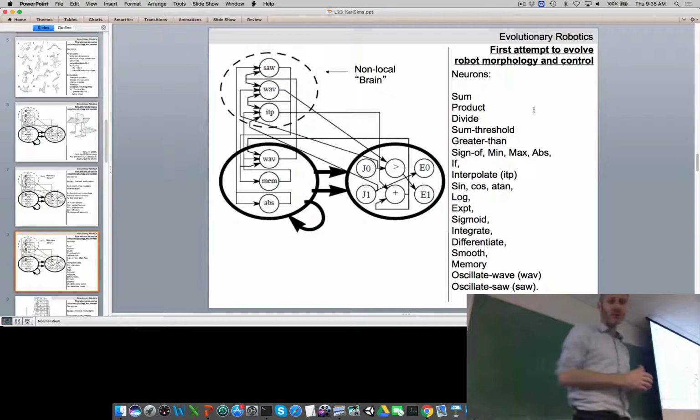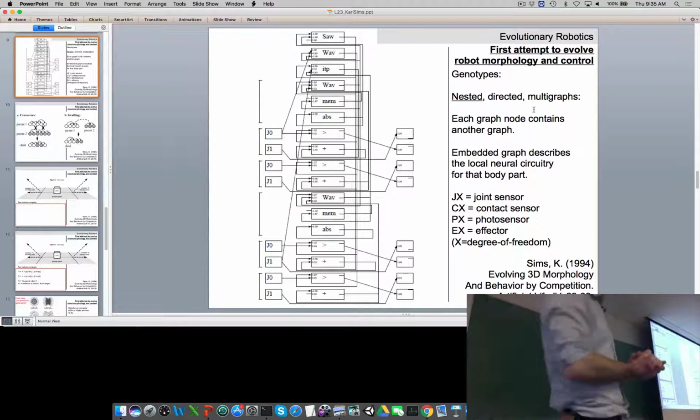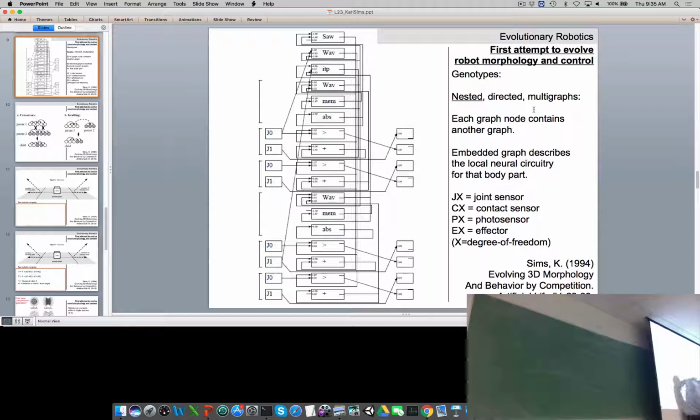Okay, so here is now this creature. So I've drawn the body on the right-hand side. Here's the brain after it's been constructed. So if you look carefully, you should be able to see from wave to plus repeated twice. So those are the two body segments.